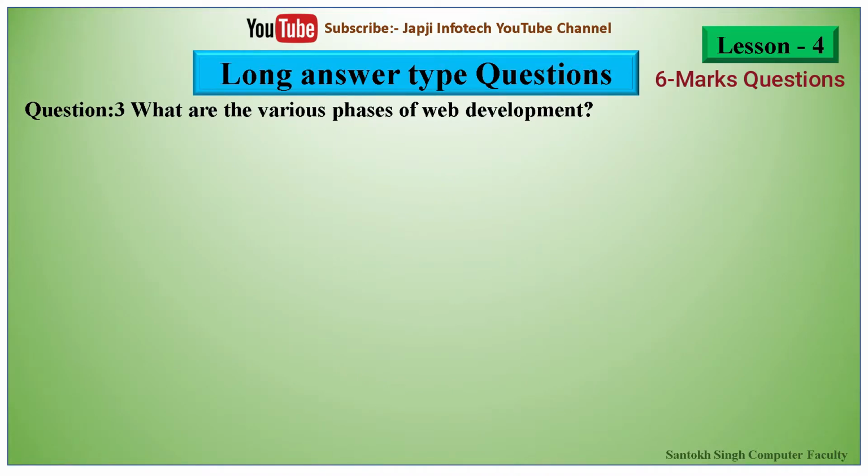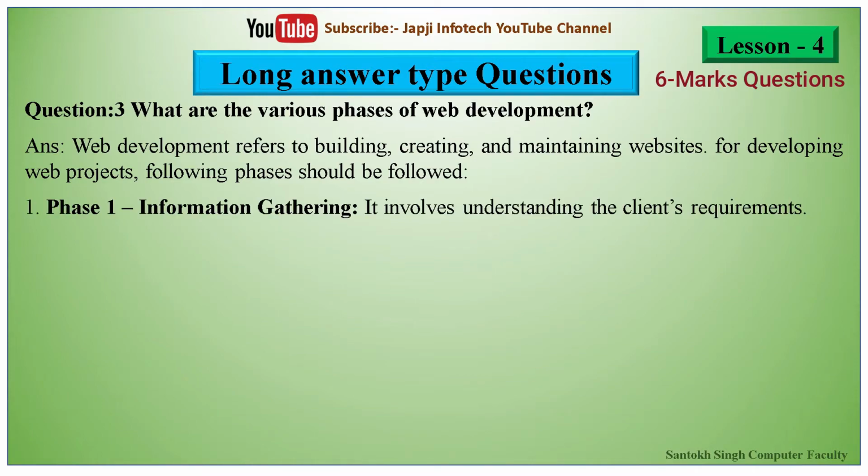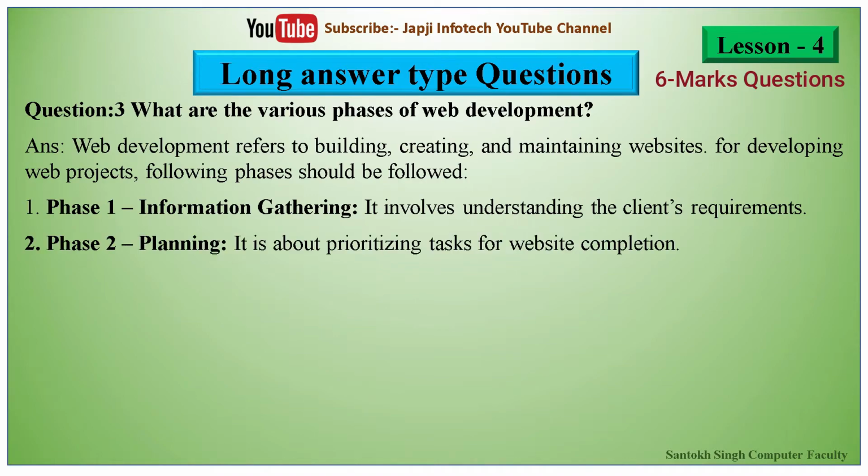The third question is: what are the various phases of web development? Web development refers to building, creating and maintaining a website for developing a web project. The following phases should be followed. First one is phase 1, information gathering. It involves understanding the client requirement. Second one is phase 2, which is planning. It is about prioritizing tasks for website completion.